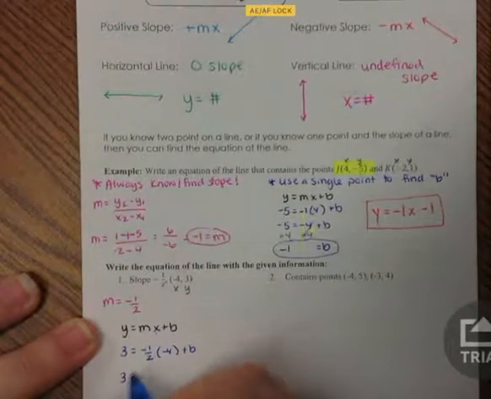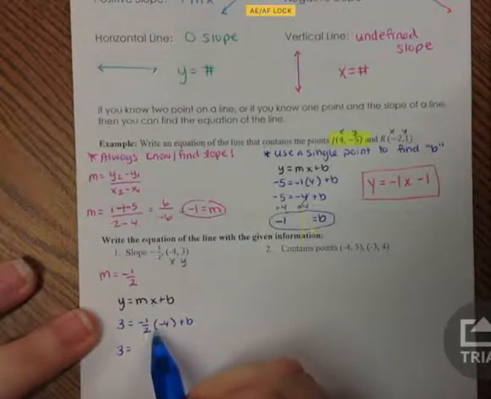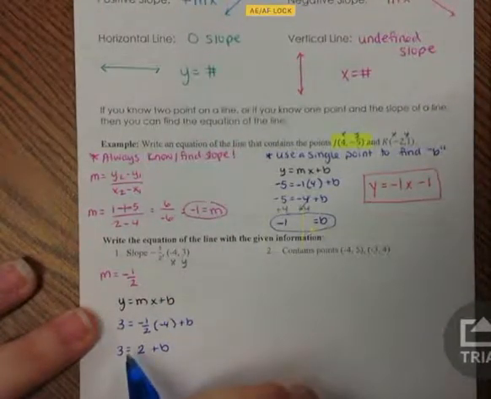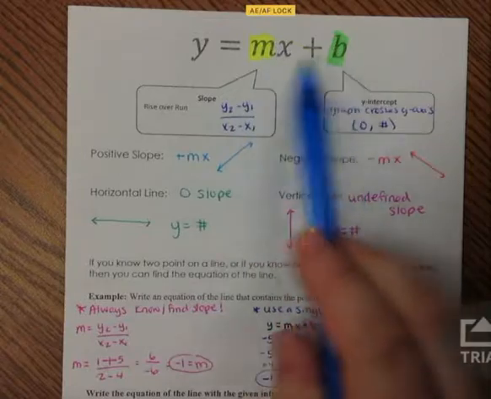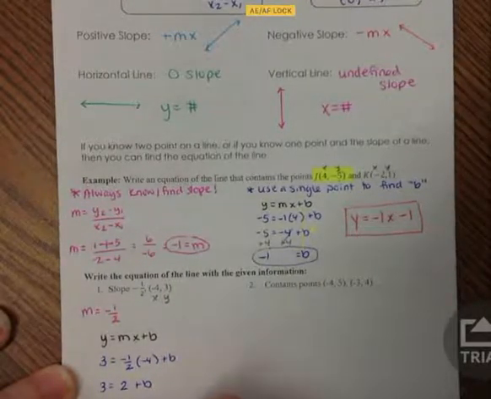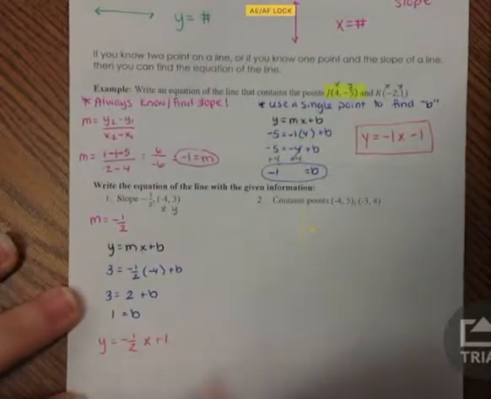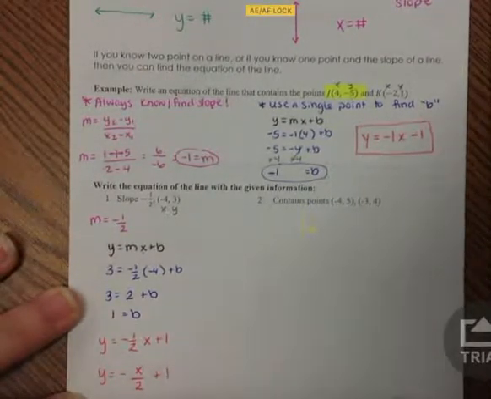So we have 3 equals -1/2 times -4, so that's really half of 4. Negative times negative is a positive, so half of 4 is 2 plus b. I need to subtract 2 from both sides, so I get 1 equals b. Now that we have both the m and the b, again up here we have the highlighted parts. These are the 2 parts that we need to put a number in for. We have y equals -1/2 x and then plus 1. Now you can put it as y equals -x over 2 plus 1. Both of those mean the same thing.